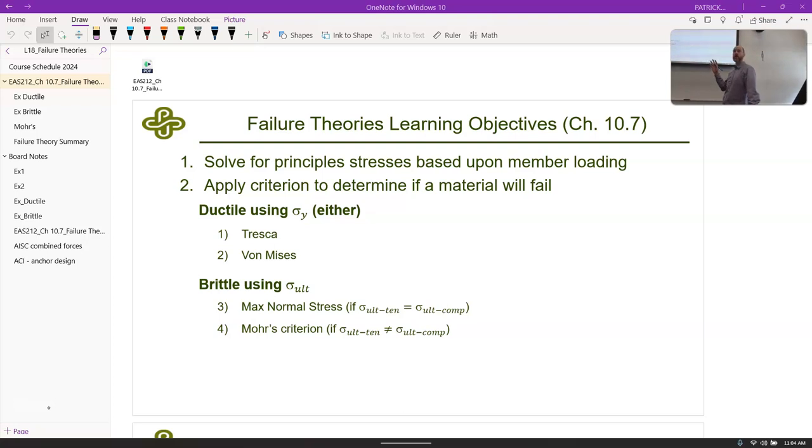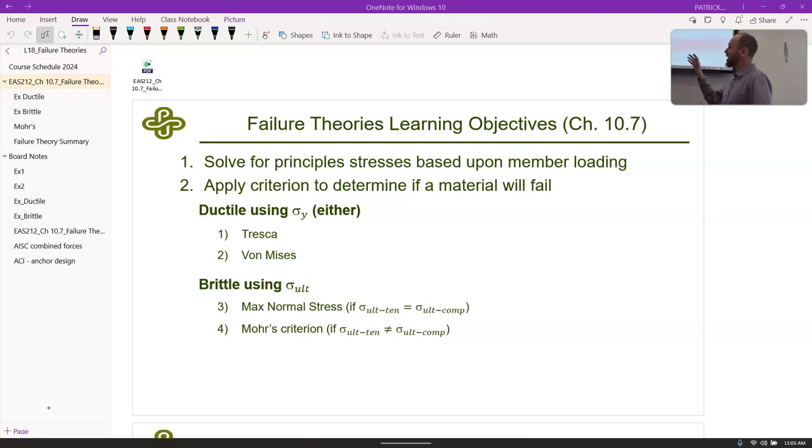And so the theories presented in the book are limited to 4 theories. These are 4 of the leading theories, but they're not exhaustive. There are other theories. It's a topic of research. But these are 4 of the common theories that are used. Which theory we use varies depending on if our material is classified as ductile or brittle. And so if we have a ductile material, we're going to look at 2 theories. And both these theories we'll see are really similar to each other. And so in practice, we can use either or. There's not a requirement that you use one or the other. They're both pretty similar, so there's not going to be a substantial difference.